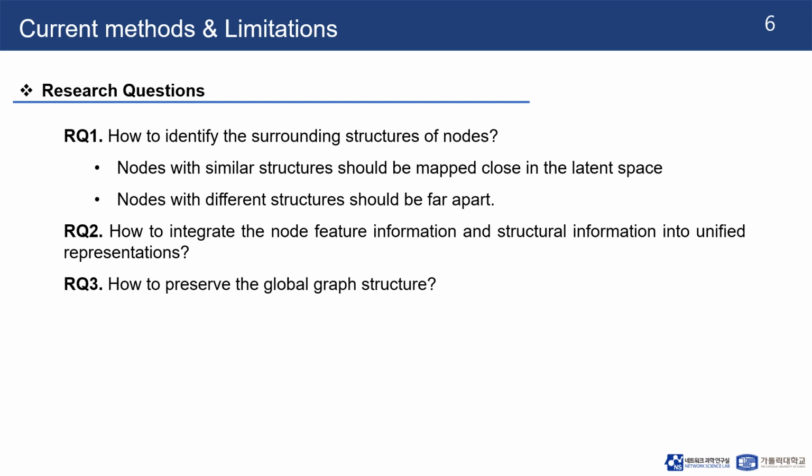And here are several research questions. The first question is how to identify the surrounding structures of nodes. It means that nodes with similar structures should be mapped close in the latent space, and nodes with different structures should be far apart. The second question is how to integrate the raw feature information and structural information into unified representations. And the last question is how to preserve the global graph structure.